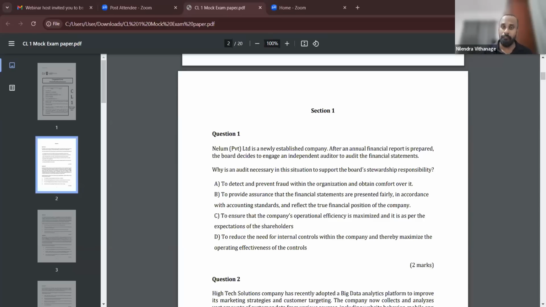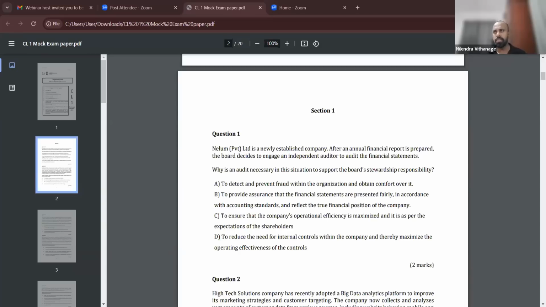So the examiner is asking why there is a need for an audit in terms of stewardship. Why we need an audit? See, A, to detect and prevent fraud within the organization and obtain comfort over it. To prevent and detect fraud within the organization and for comfort over it.